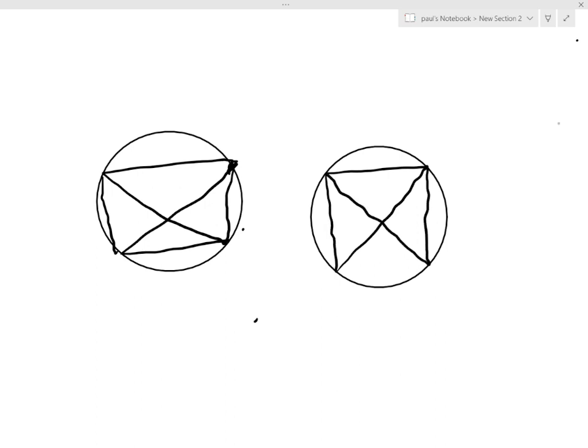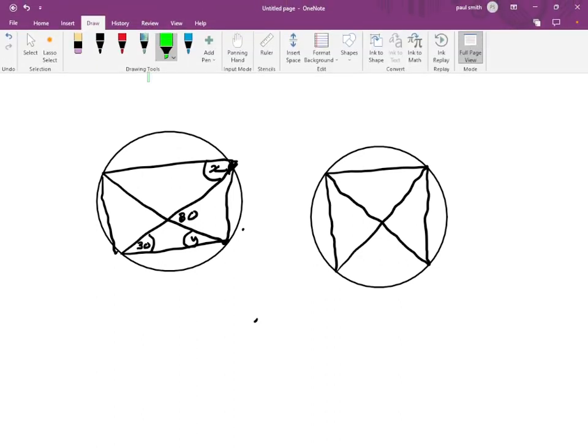So the first one, we're given 80 degrees, and we've got to find this one up here, x, and this one will be, say, 30 degrees, and I wonder what that is. That is y. Right, so angles subtended from the same arc are equal. Therefore, x and y are both the same because they're coming from this arc over here on the left.